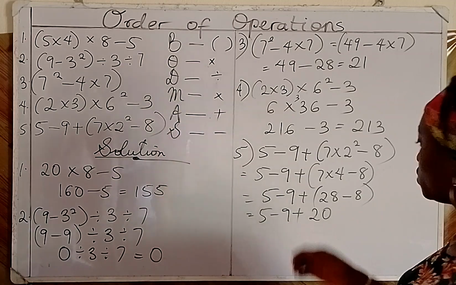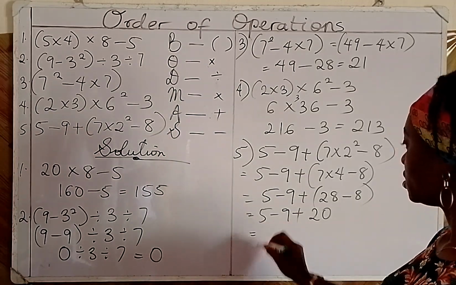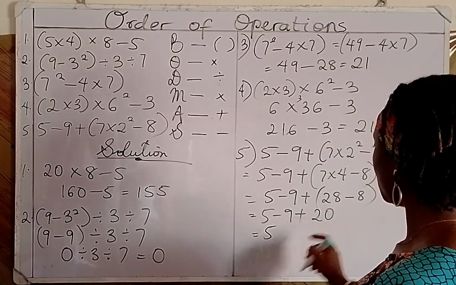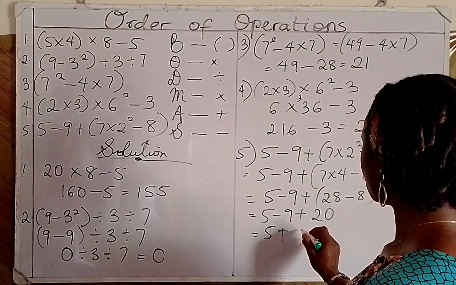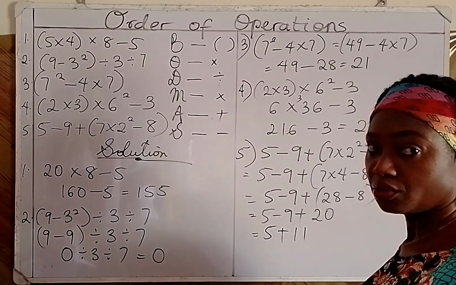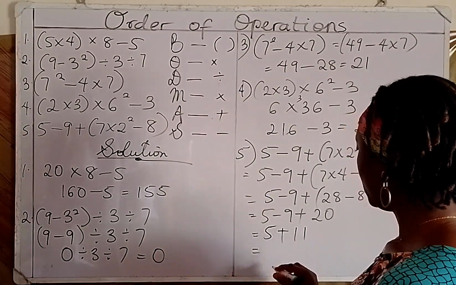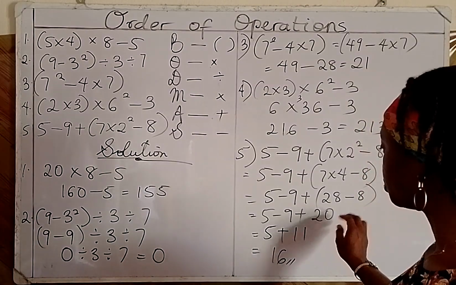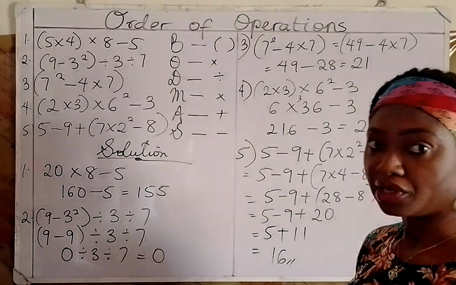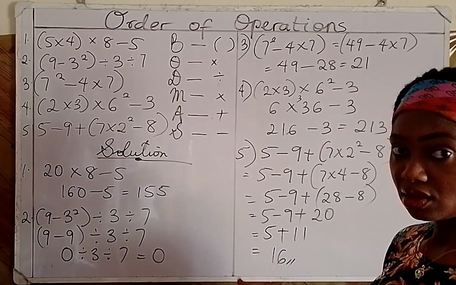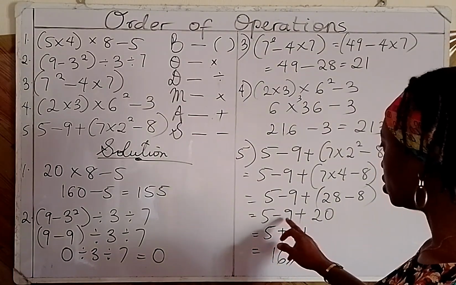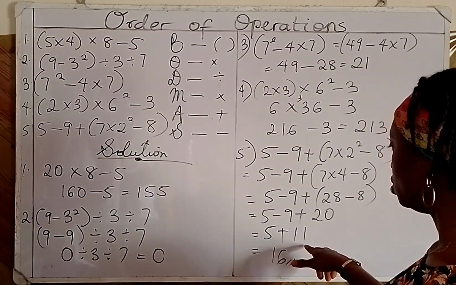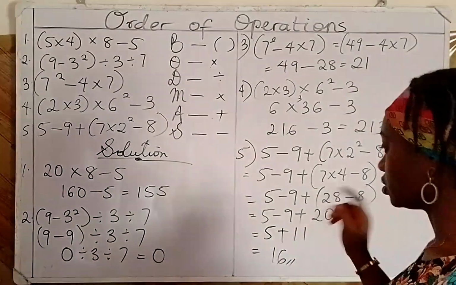Alright, so what do we do next? So from here we'll have 5 minus 9 plus 20 gives us what? Plus 11. Right? And this becomes 5 plus 11 is 16. You know, in the order of arithmetic, minus times plus gives us minus. So we subtract the smaller number from the bigger number and take the sign of the bigger number. That's what we did here. So 5 plus 11, okay, that gives us 16.